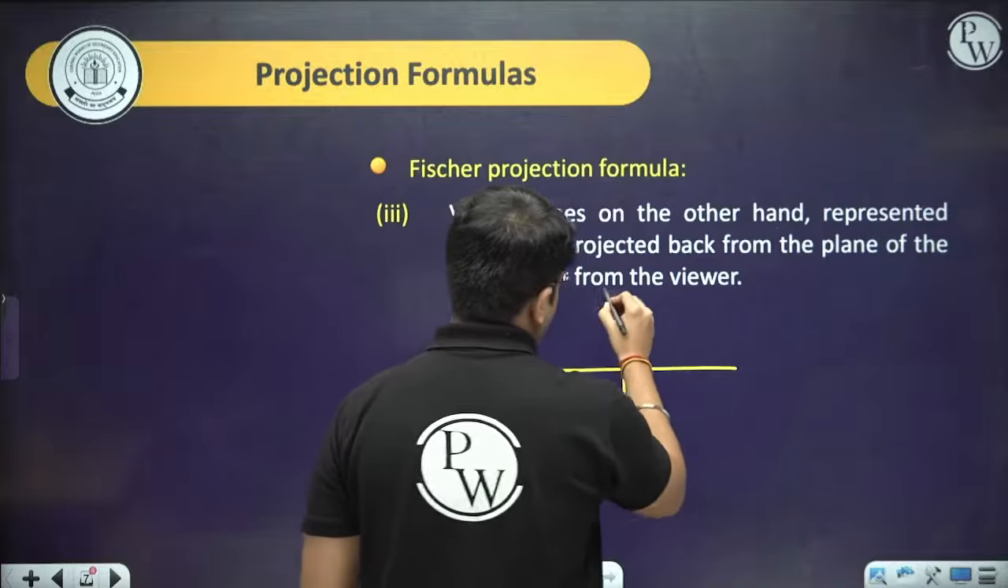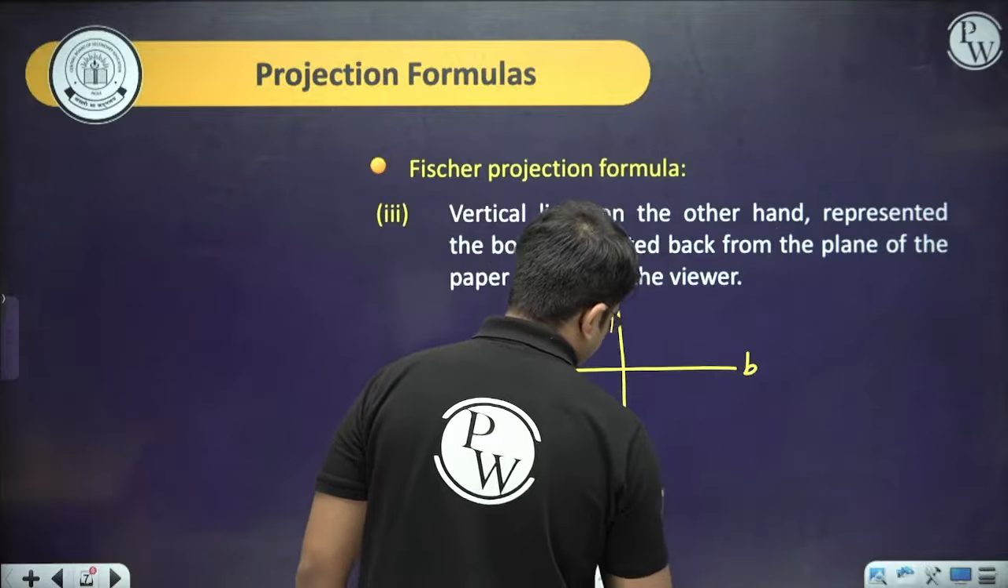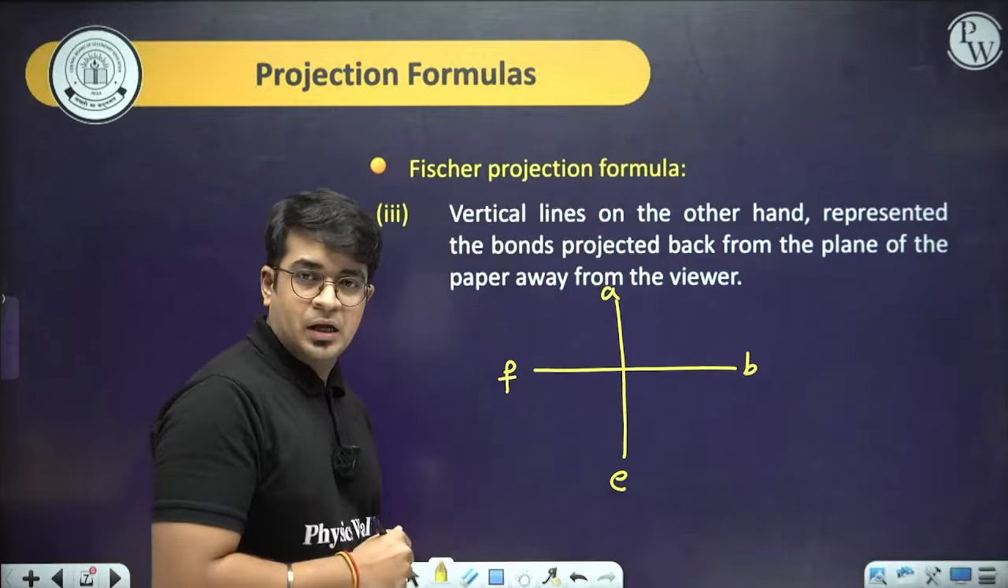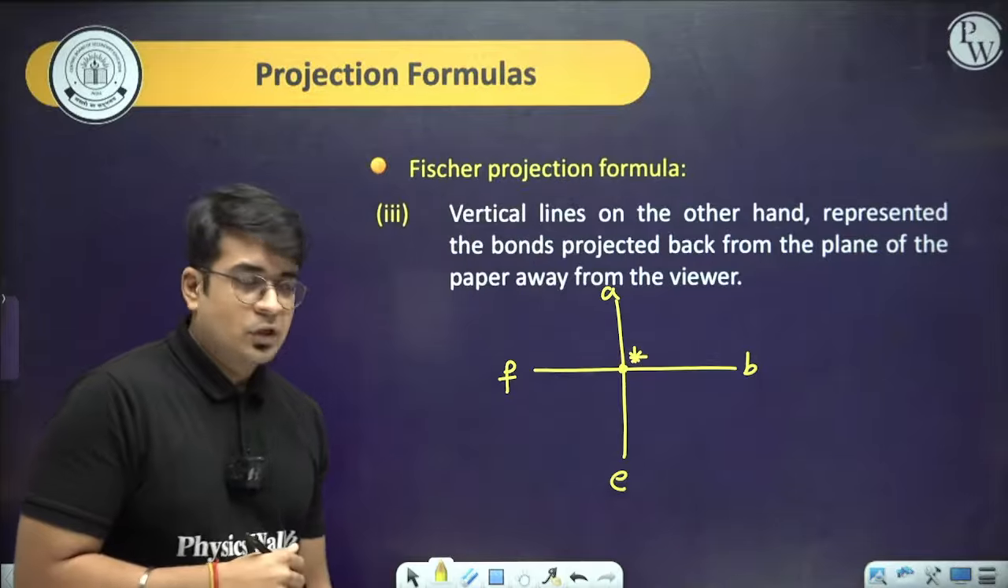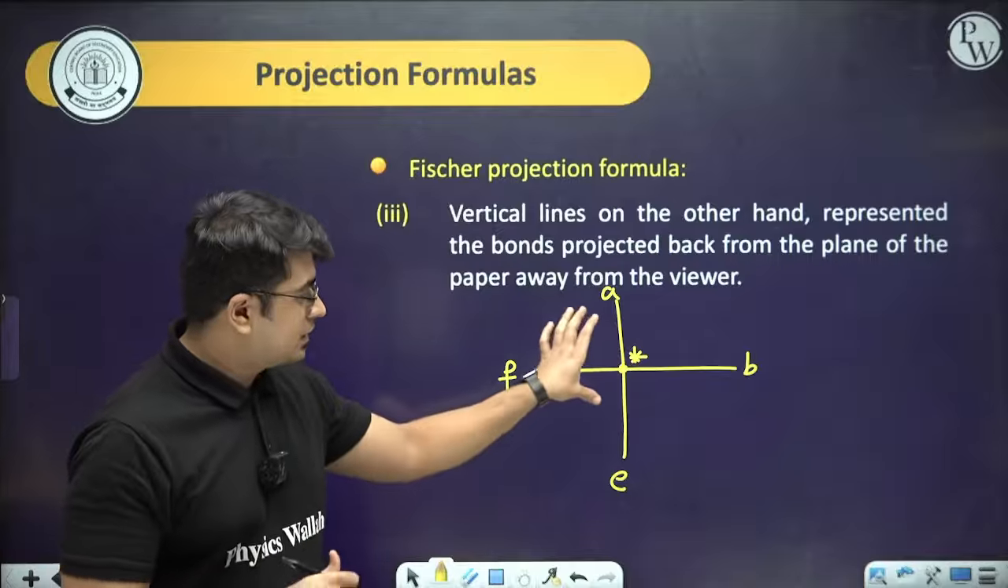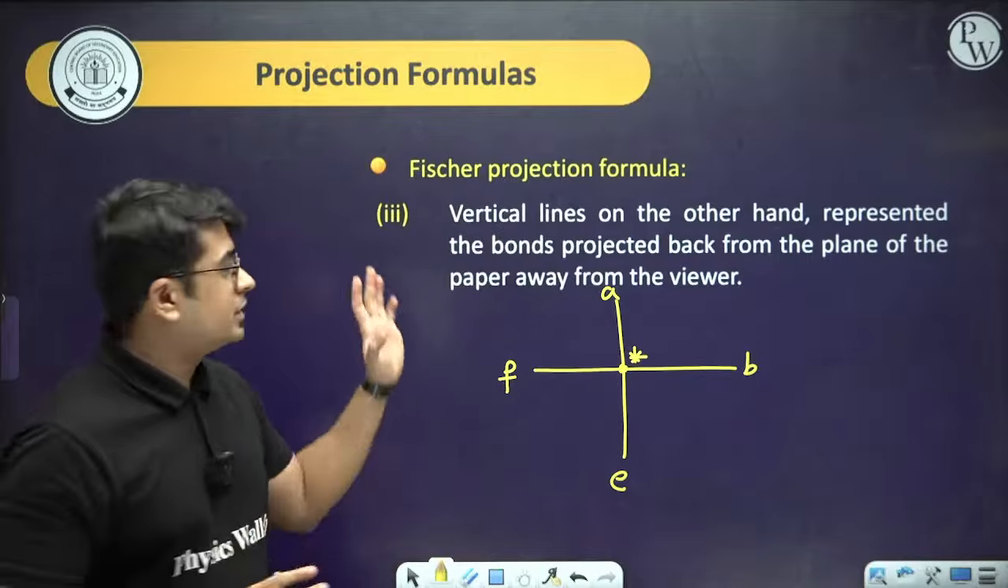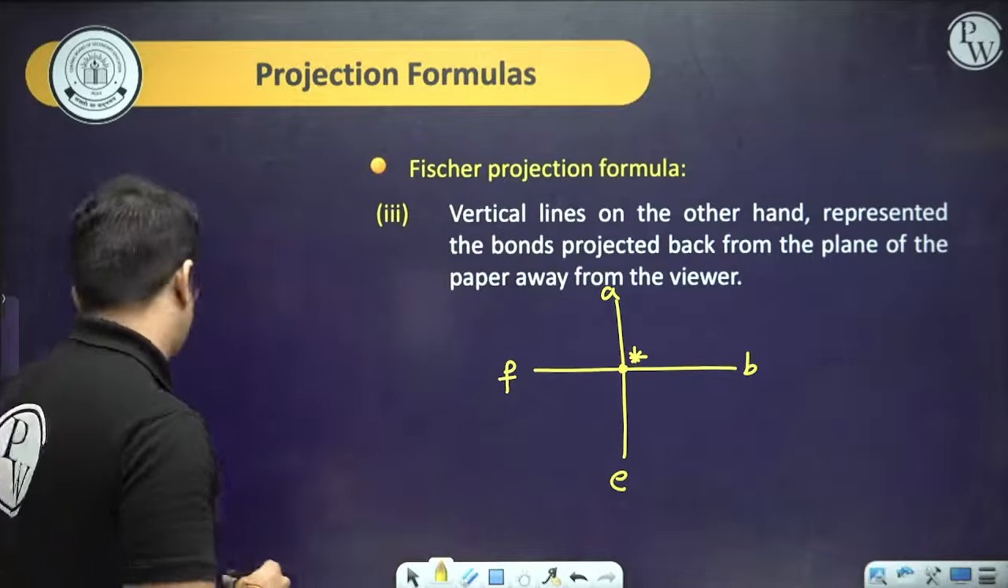So this group is, let's say, A, this is B, this is E, this is F. And this intersection point is basically the chiral center. So these are towards you and these are away from you. I hope this representation is clear to everyone.